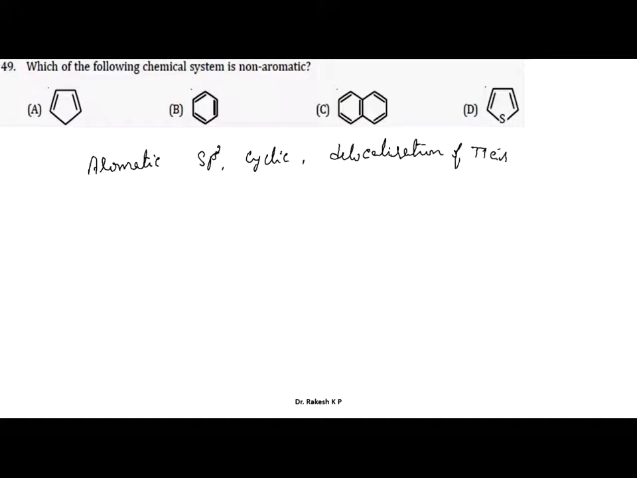Okay, see this one here. Let me take the first one. In the first one, this carbon is sp3, but for aromatic it should be sp2. Okay, and also they have to obey the 4n plus 2 pi electrons rule. Here this carbon is sp3, but the rest of the carbons are sp2. But here we can't identify the delocalization.